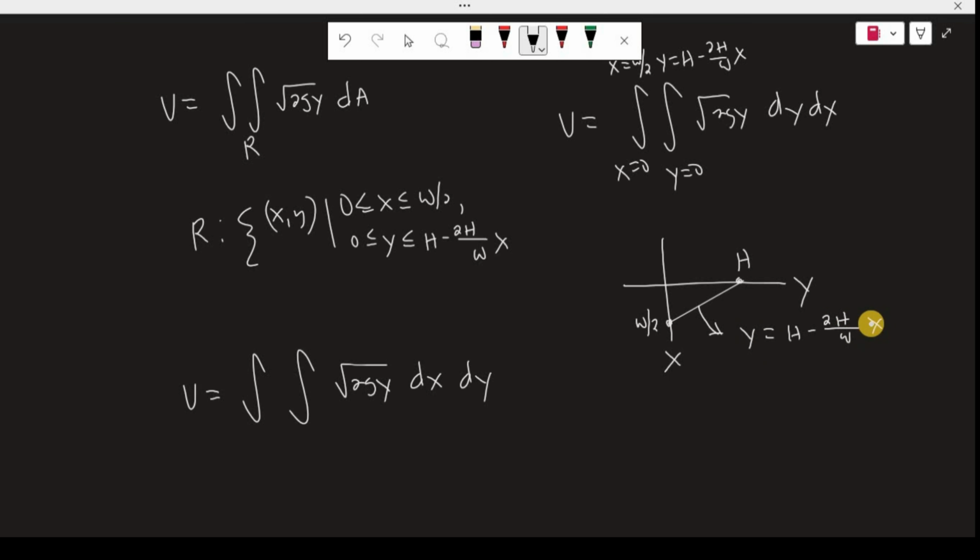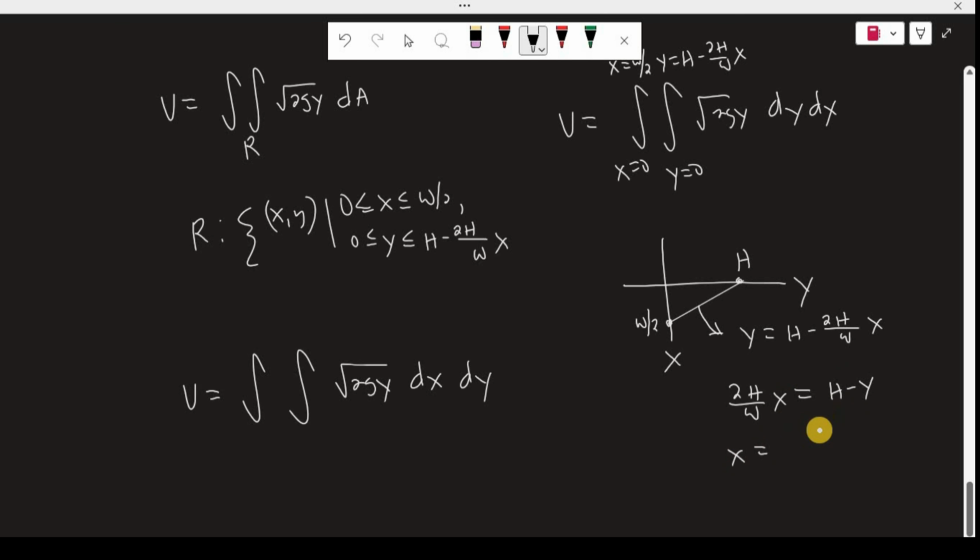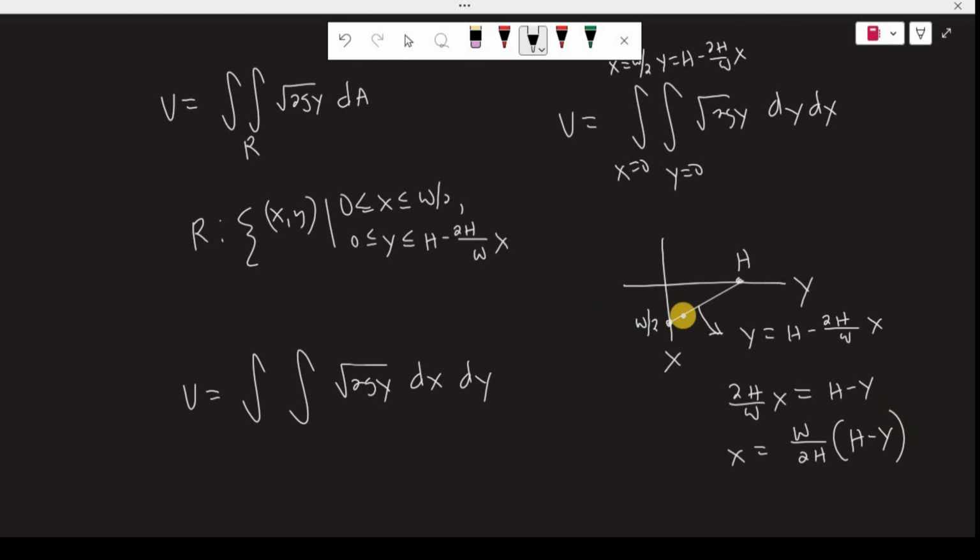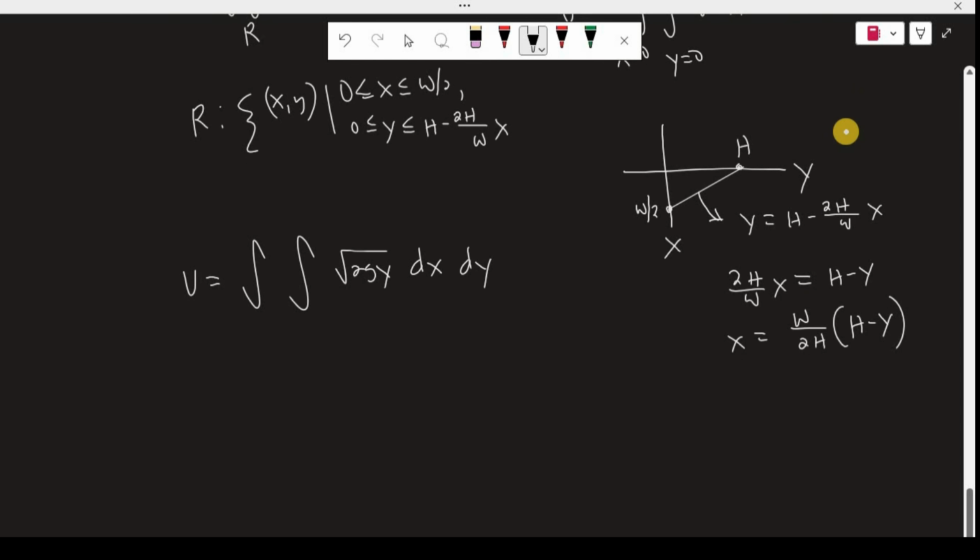Now in terms of x, we need to solve for x in this equation. So 2h over w x equals h minus y. Therefore x equals w over 2h times (h minus y). So the equation of this line with respect to x is this one.